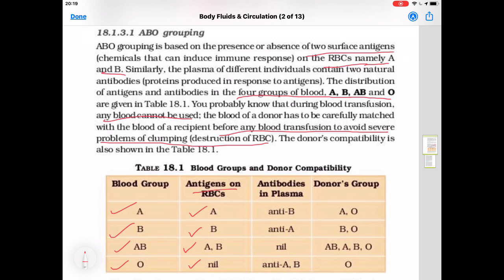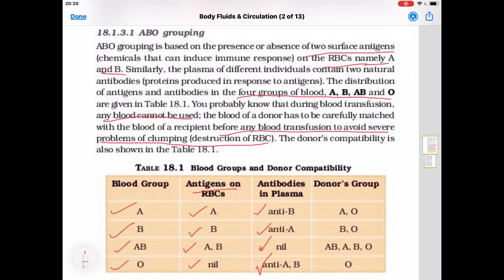Then in blood group A, antibodies are present in plasma. Against A, anti-B is present in blood group A. Anti-A is present in blood group B. And no antibody is present in the plasma in blood group AB. And similarly, both antibodies, that is antibody A and antibody B, are present in the plasma in the blood group O.